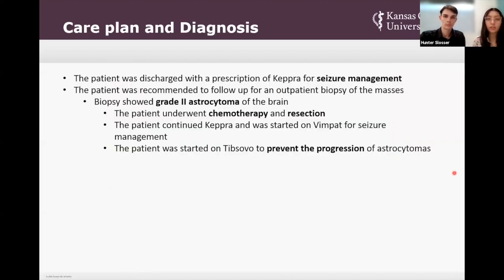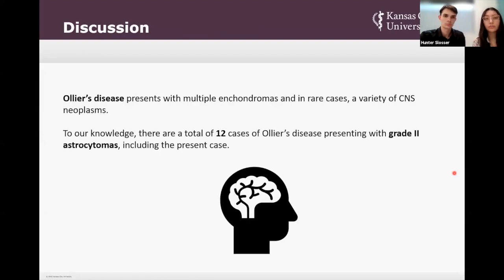So our patient was discharged with a prescription of Keppra for seizure management, and he was recommended to follow up in an outpatient clinic for biopsy of the masses, and it was found that they were grade 2 astrocytomas. He underwent chemotherapy and resection and was also started on Vimpat for seizure management. Additionally, he was started on Tibsovo to prevent the progression of the astrocytomas.